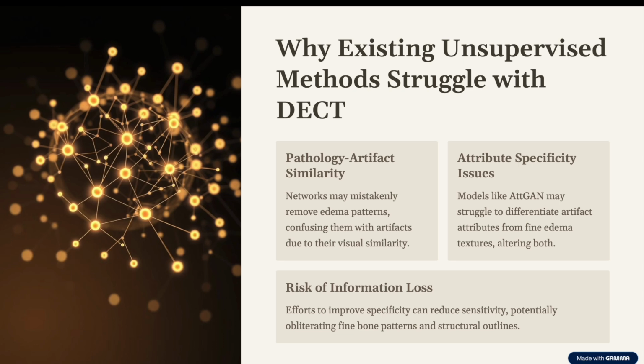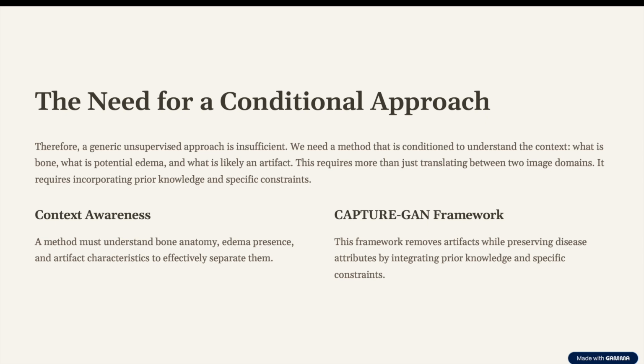Third is risk of information loss. Efforts to enhance specificity, which means correctly identifying artifacts, might inadvertently reduce sensitivity, which means missing true edema. So let us take an example, CycleGAN. While aiming for cycle consistency can sometimes lead to obliteration of fine internal bone patterns or the bone structural outline if not carefully guided. Now, moving on to the next part, what is the need for a conditional approach?